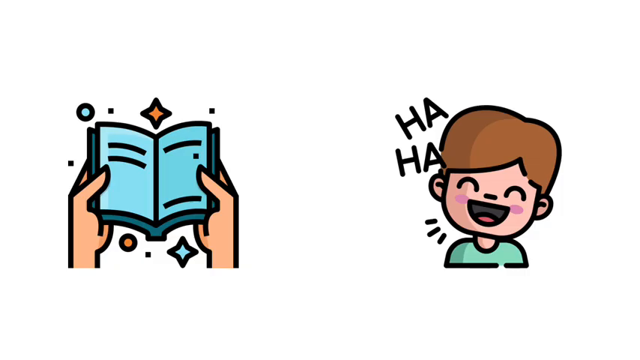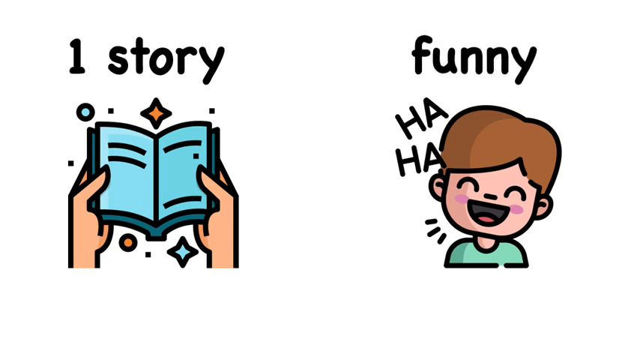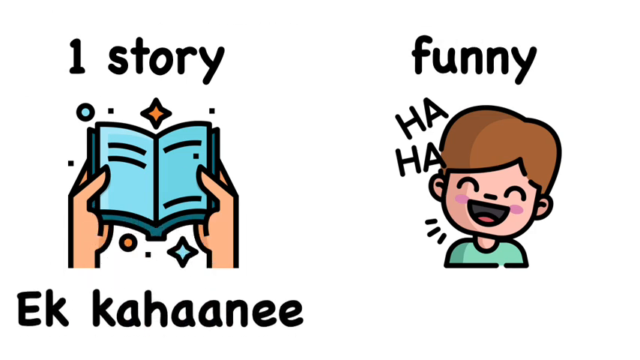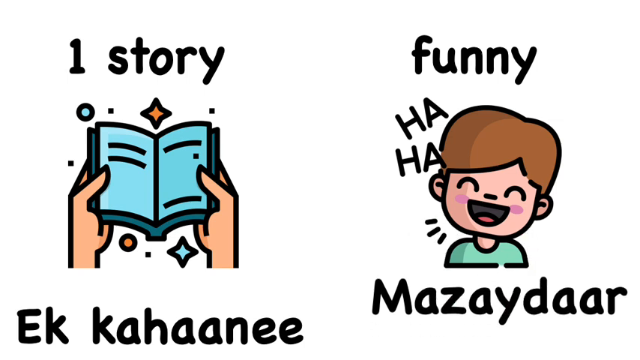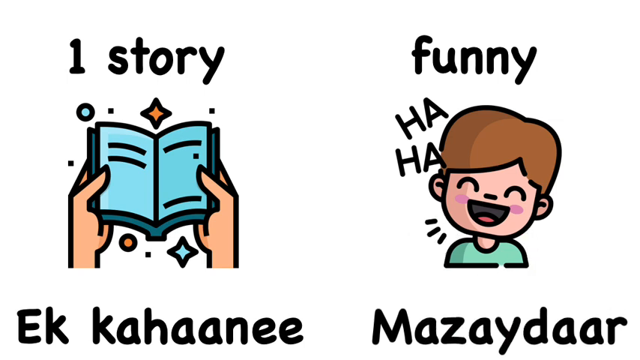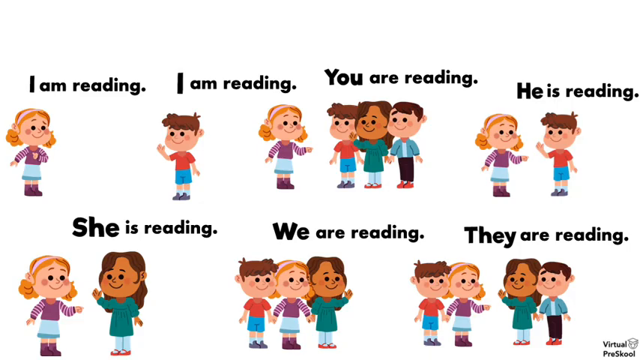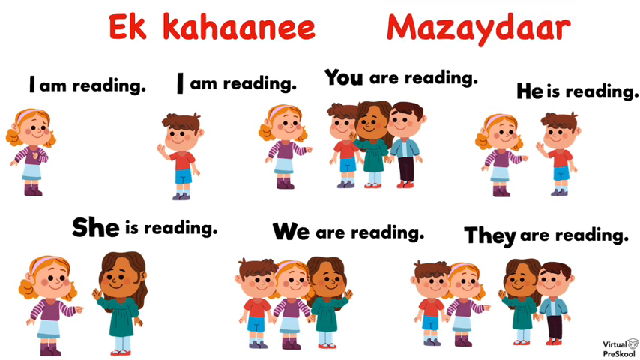Okay, now let's continue with present continuous tense, but let's make the sentences more interesting. We've already learned one story. Now let's add funny. One story is ek kahani, and funny is mazedar. And in this case, we're going to use one story to also mean a story. So we use the same words. One story, a story, same thing. So we're going to conjugate the verb exactly how we did a few minutes ago, but now we're going to add the words ek kahani and mazedar to each of these.